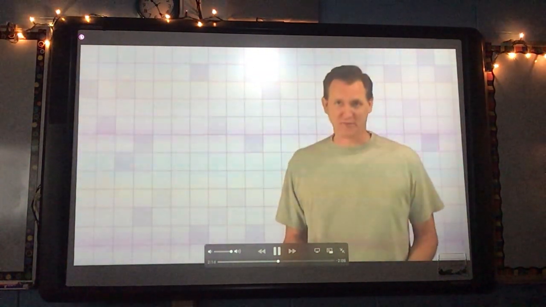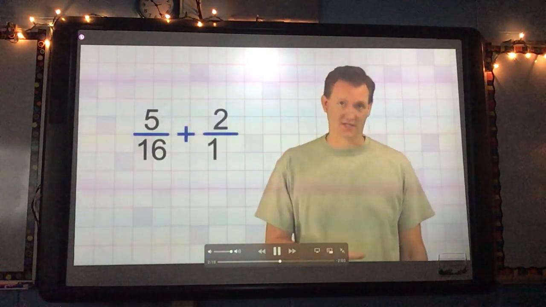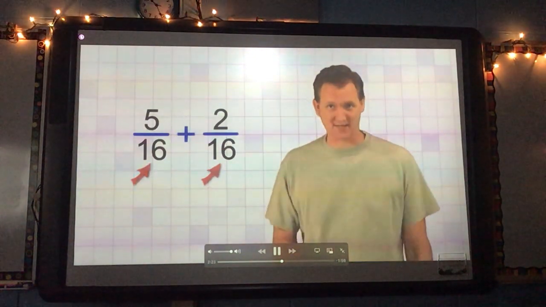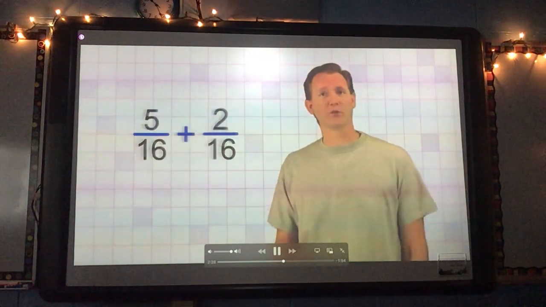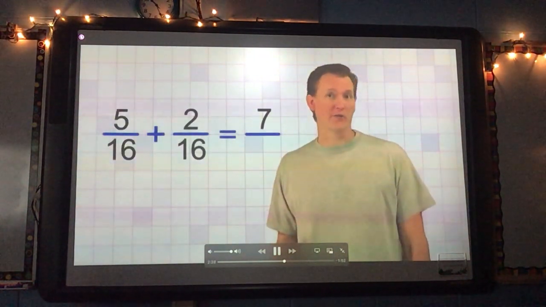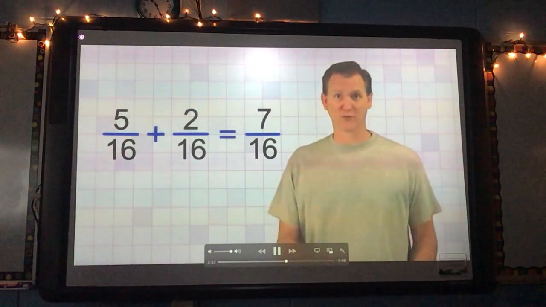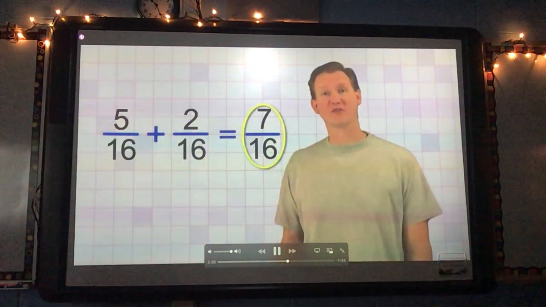Let's see a few more examples. Like this one, 5 over 16 plus 2 over 16. Again, since the bottom numbers are the same, it's easy to add these fractions. All we do is add the top numbers together. 5 plus 2 equals 7, and that's the top number of our answer. Then we just keep 16 as the bottom number of our answer. So 5 over 16 plus 2 over 16 equals 7 over 16.